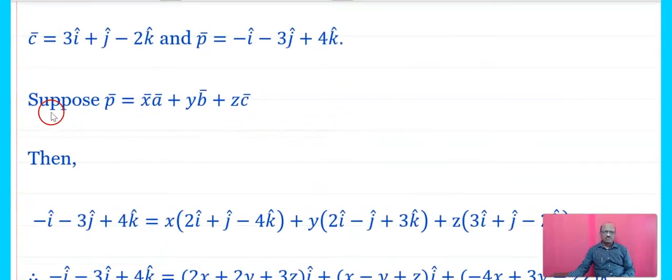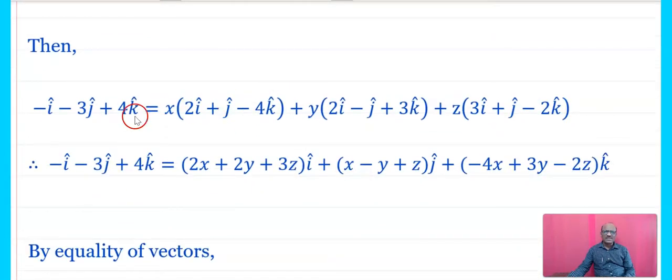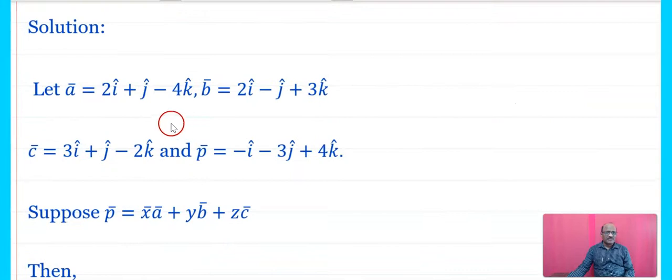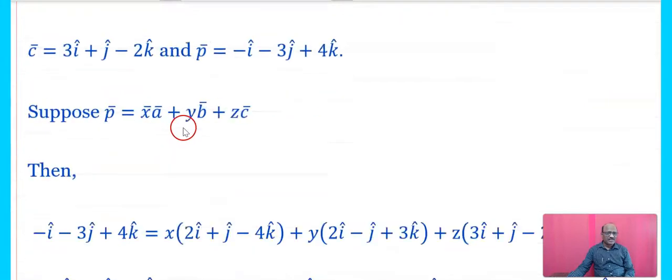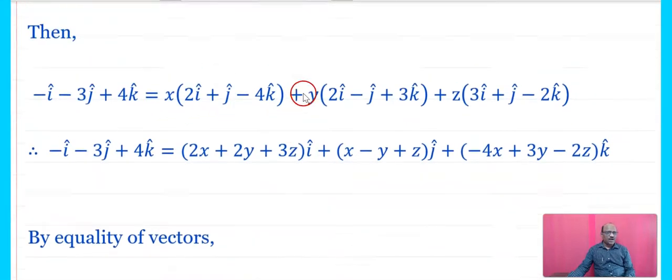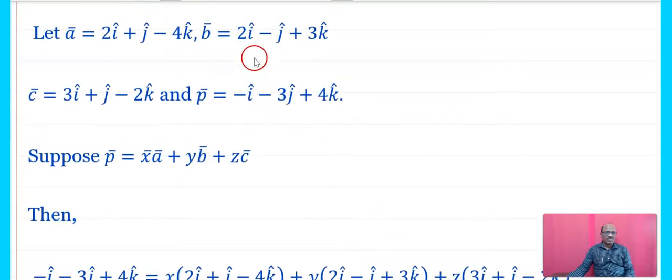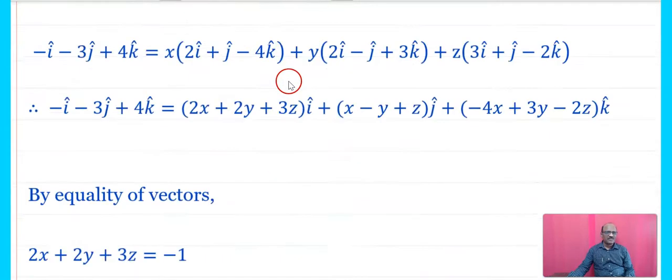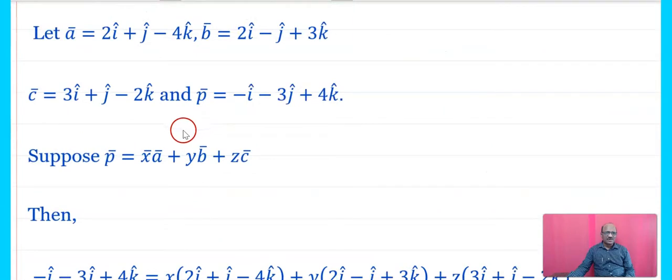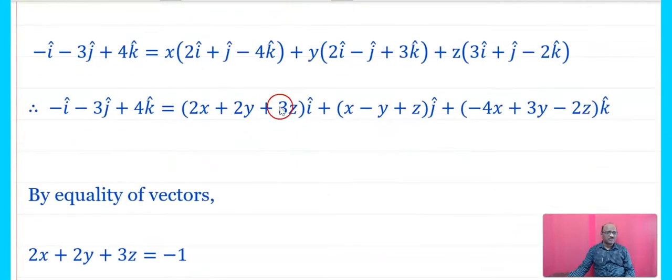Okay. Suppose that P bar is equal to XA bar plus YB bar plus ZC bar. Then minus I cap minus 3J cap plus 4K cap is equal to X into, in bracket, that is A bar, 2I cap plus J cap minus 4K cap. Y, in bracket, B bar. What is the B bar? 2I cap minus J cap plus 3K cap. And the C bar, that is 3I cap plus J cap minus 2K cap.